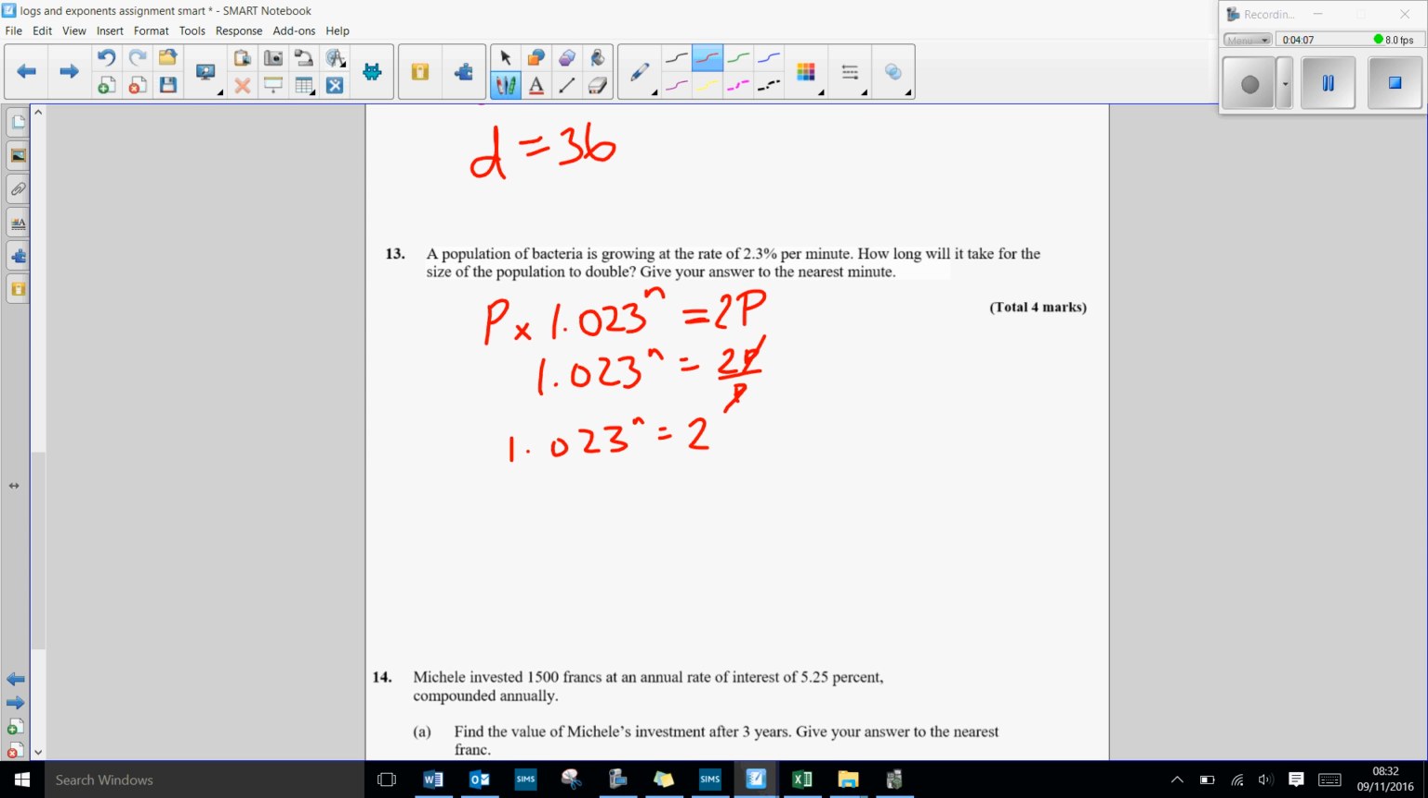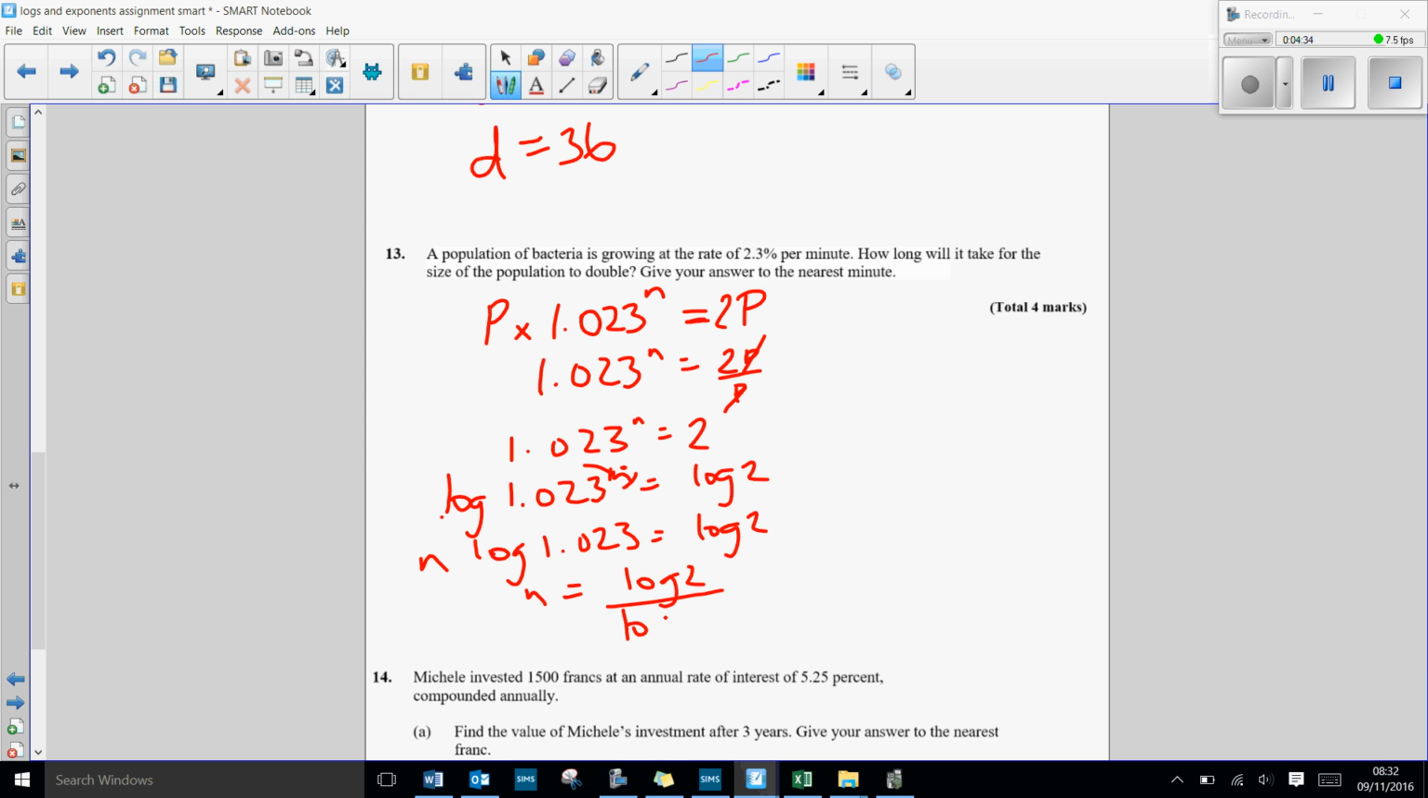So because we're trying to find our power, we take logs of both sides. You can take natural logs or log base 10. I'm going to take log base 10. And our power comes in front, so it's n log 1.023 equals log 2. So n equals log 2 divided by log 1.023. Let's find out what that is. So log 2 divided by log 1.023.